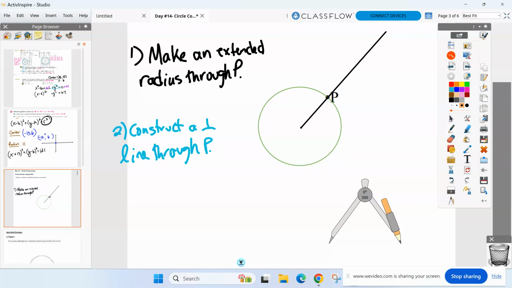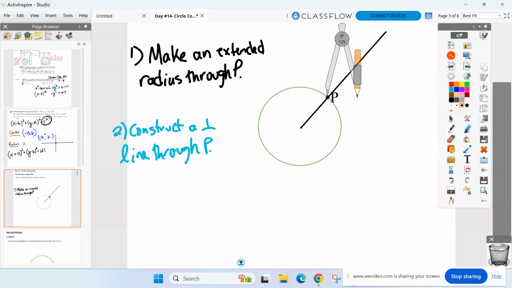Put your compass point on P, and I need you to make an arc. Above, below, I don't care. But that arc has to intersect your extended radius in 2 spots. So coming from point P, make an arc that intersects your extended radius, not in 1, but 2 spots.